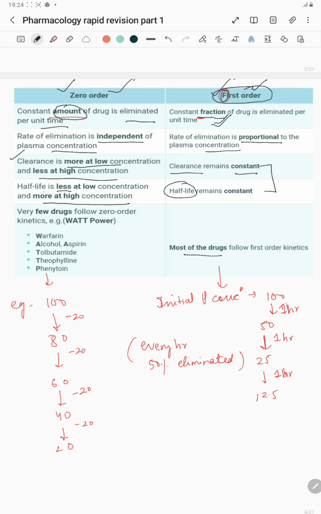Most of the drugs. While very few drugs follow zero order kinetics, which include alcohol like ethanol and methanol, while some drugs which follow first order kinetics but at very high concentration follow zero order kinetics, which include warfarin, alcohol, aspirin, tolbutamide, theophylline, and phenytoin. The mnemonic is watt power.